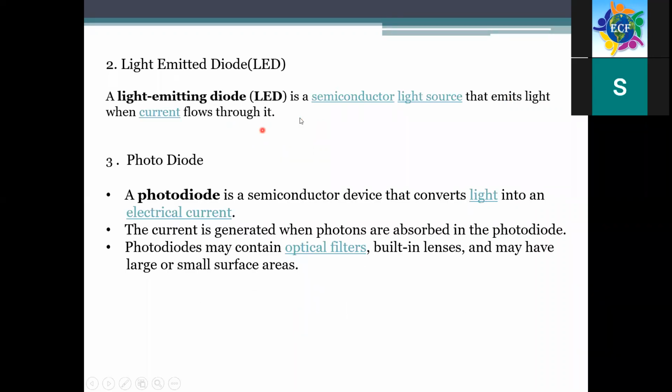Second one is your light emitting diode, that is your LED. Everyone is aware of the LED. This diode plays an important role in indicators and displays. LED is constructed with gallium, arsenic, phosphorus instead of silicon and germanium.